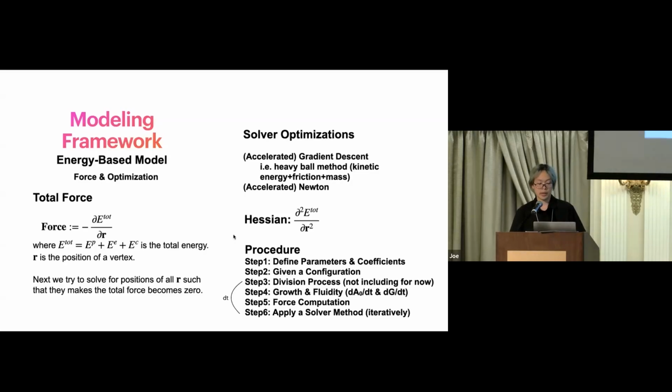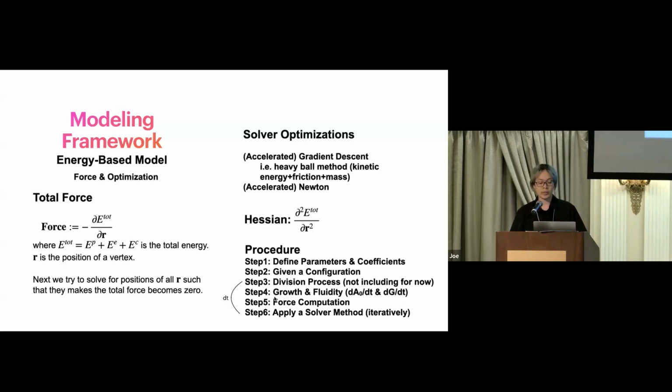And at the bottom here, I have the numerical algorithm for our simulations. So basically, we start with step one, which is defining parameters or coefficients, which we will obtain from experiments or other models. And then we can give it an initial configuration. The next step is we can employ the division process. But right now, unfortunately, in our current results, we have not yet included that process. But in the future, we are definitely going to integrate that into our model.